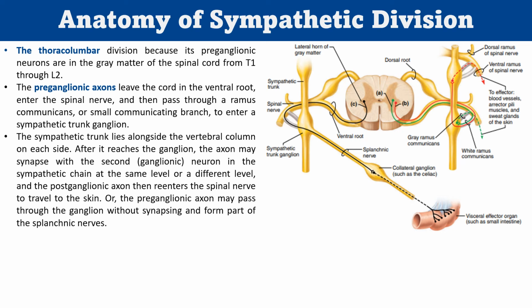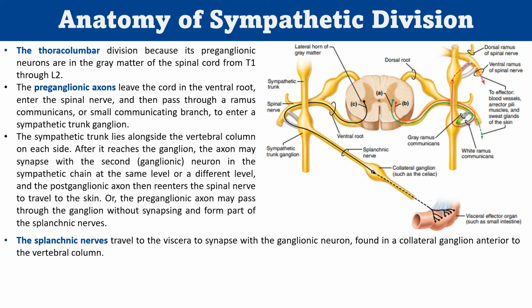The sympathetic trunk lies along the vertebral column on each side. After it reaches the ganglion, the axon may synapse with the second neuron in the sympathetic chain at the same level or a different level, and postganglionic axons then re-enter the spinal nerve to travel to the skin. Or the preganglionic axon may pass through the ganglion without synapsing and form part of the splanchnic nerve.